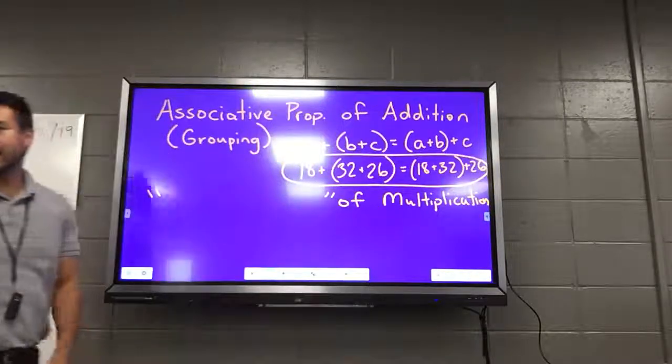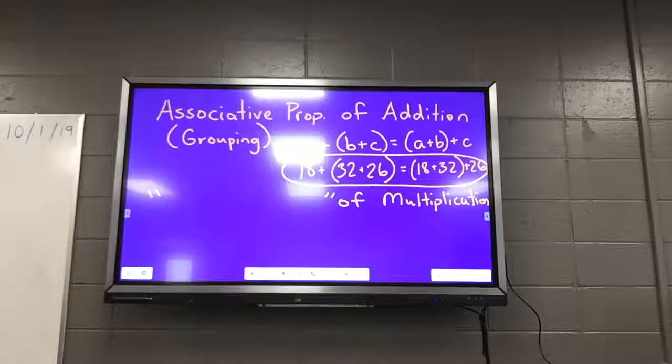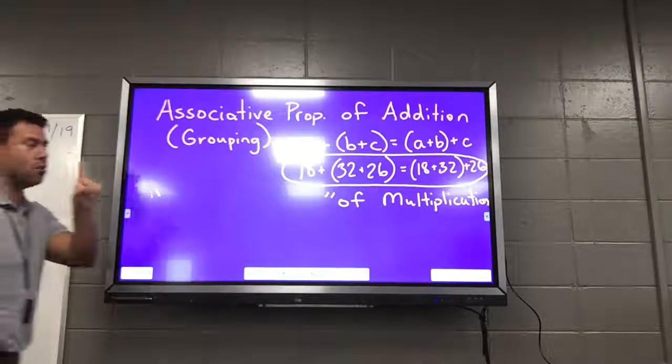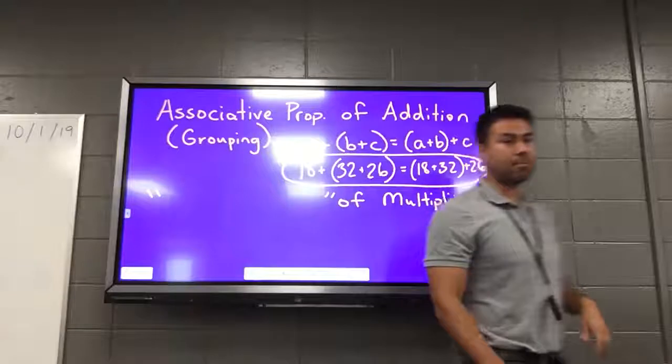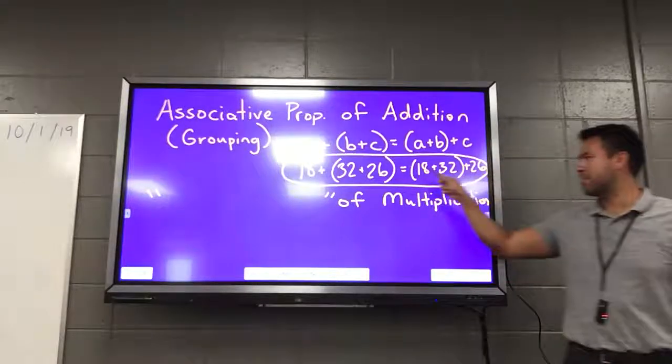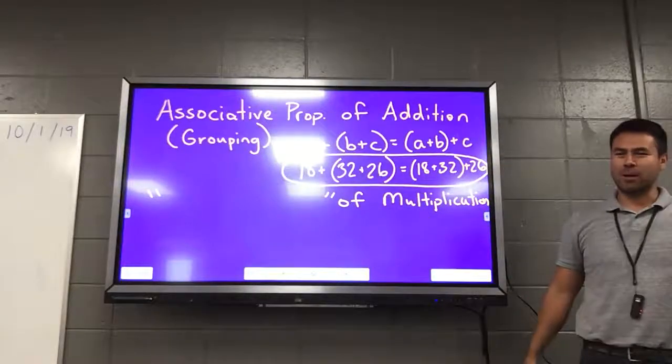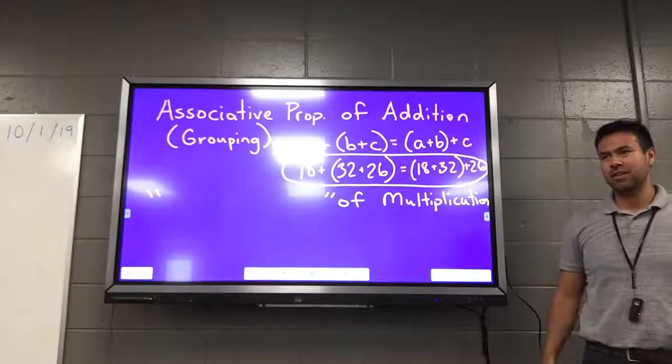And they're going to say which property is being applied. So you could say all of them, but that's not true. It's one of them that's best showing on this problem. What's the property that's best being applied here? You have one of two options, commutative or associative.